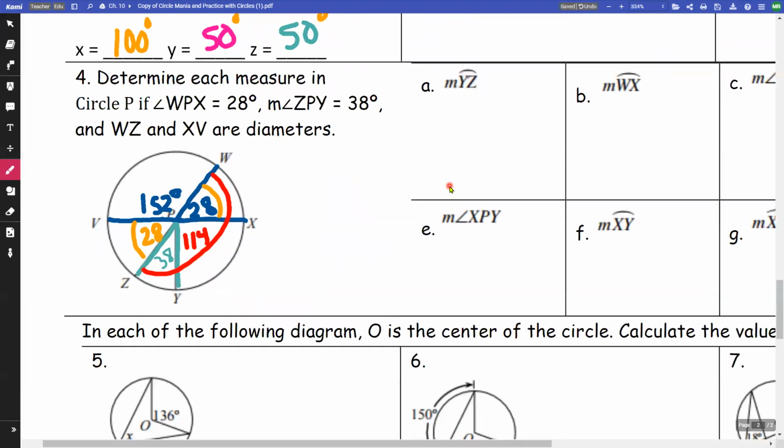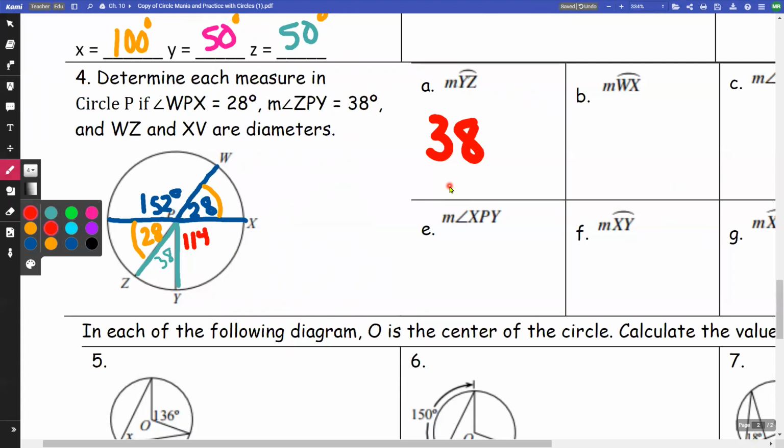So they want our arc measure for YZ. So YZ right here, it is going to be 38. They want to know what's the arc measure of WX. So the arc measure of WX is also has a center angle, so it's going to be 28.